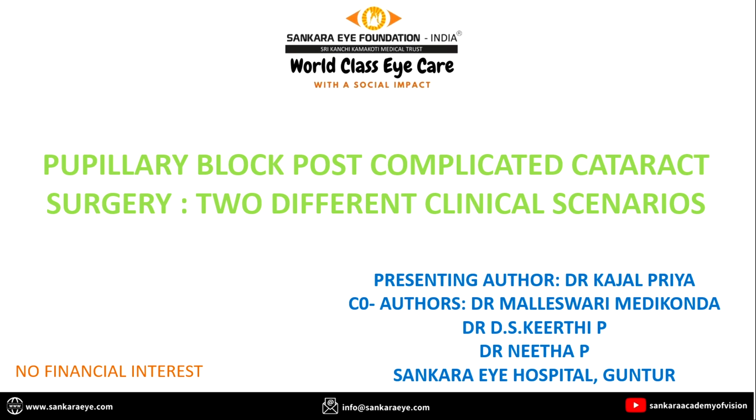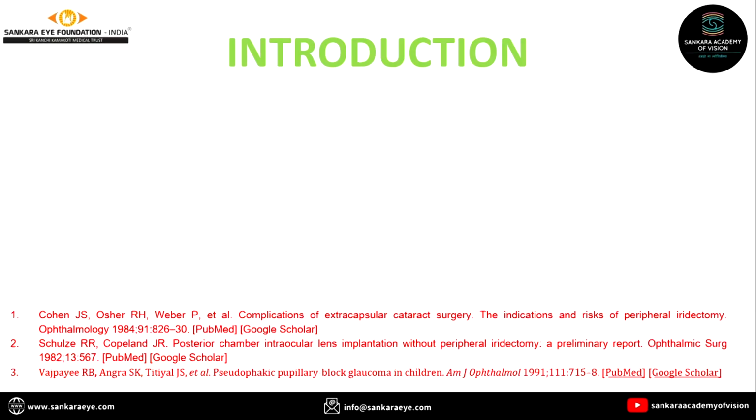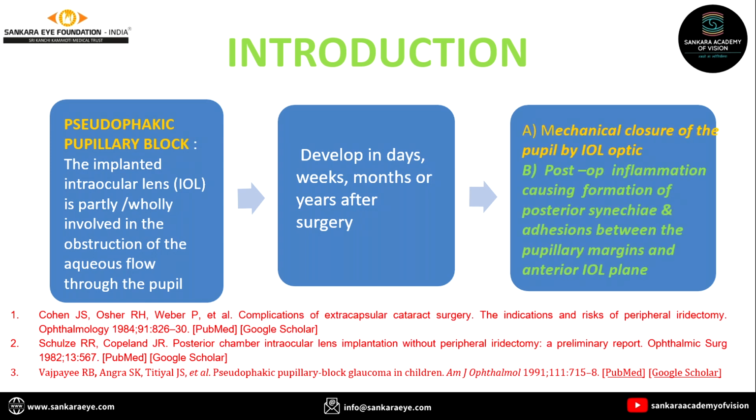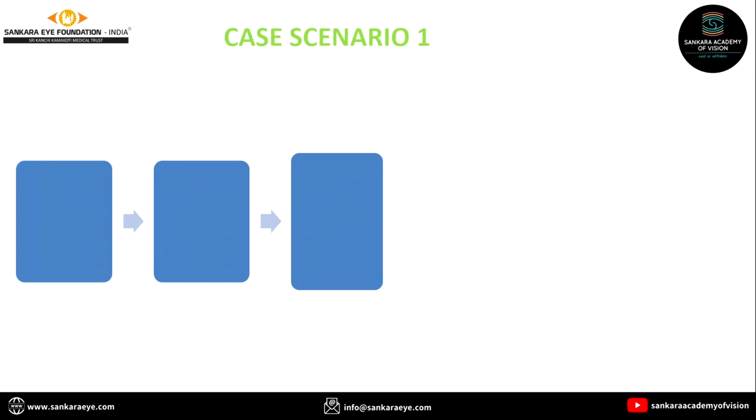Now my topic is pupillary block post complicated cataract surgery, two different clinical scenarios. Pseudophakic pupillary block: the implanted intraocular lens is partially or wholly involved in the obstruction of aqueous flow through the pupil. It develops in the days, weeks, months, or years after surgery. It may be due to mechanical closure of the pupil by the IOL optic, or post-op inflammation causing the formation of posterior synechiae and adhesion between the pupillary margin and the anterior plane.